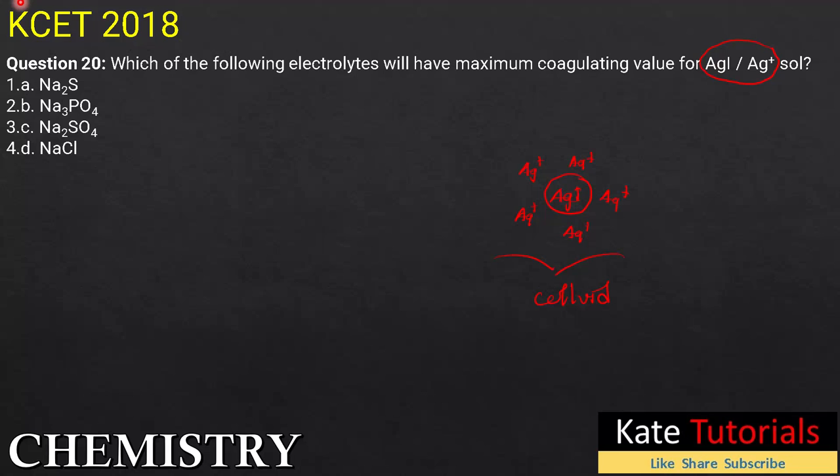So what is this coagulating value? According to Hardy-Schulze rule, he tells that if it is a cationic colloid, because Ag plus is a cation, right? It is surrounding this precipitate, so it is forming a cationic colloid. The rule states that the negative charge anion, if it is 3 minus, will have greater coagulation power than the anion having 2 minus, than the anion having 1 minus. So that is about coagulation power.